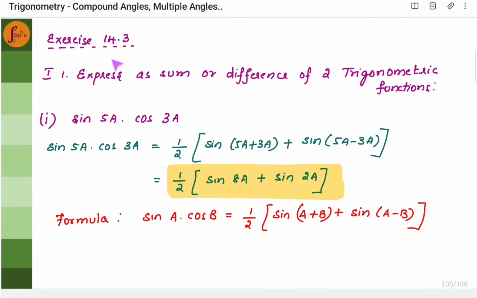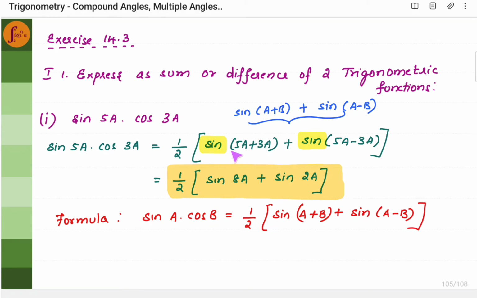Now, let's go through a few exercise problems. Express this as sum or difference of two trigonometric functions. We have to express it in the form of sum or difference. That is, it should be sine (A plus B) plus sine (A minus B). Now, how do we know which formula to use based on this question? The clue here is there is sine and cos. Sine and cos means it has to be sine based formulas, right?